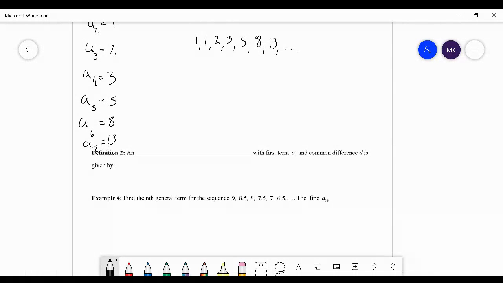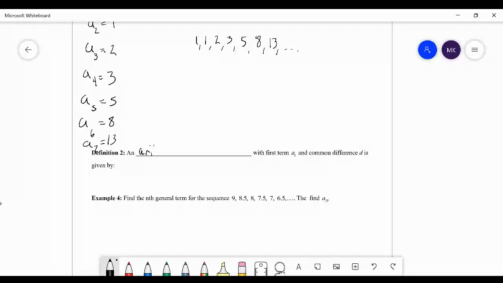So, very cool. Now, any ordered list of numbers is a sequence, but there are special sequences that we want to talk about that have special characteristics and traits that make them easier for us to work with. And the first of those is what's called an arithmetic sequence.